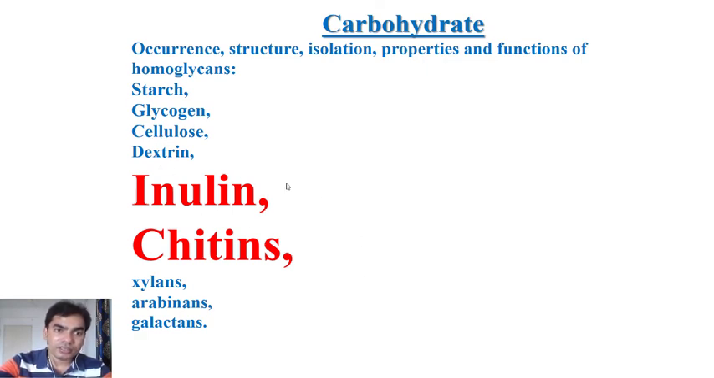And then in the next class we will discuss the inulin and the chitin. Inulin we get from the chicory plant. So this is a very important carbohydrate molecule that we will discuss in the next class.